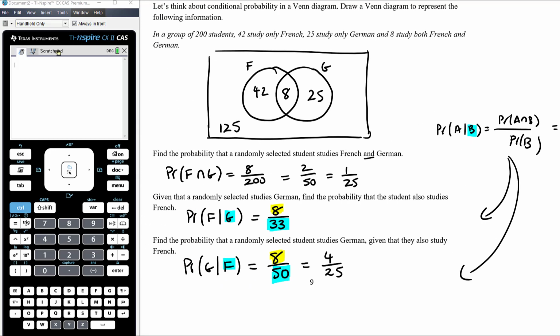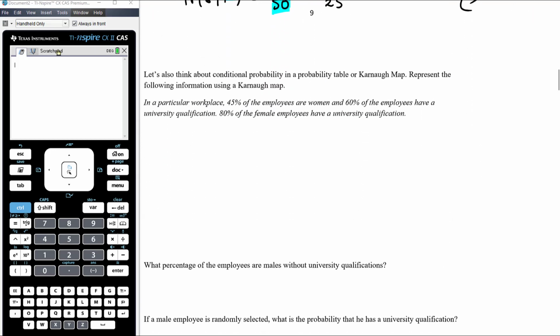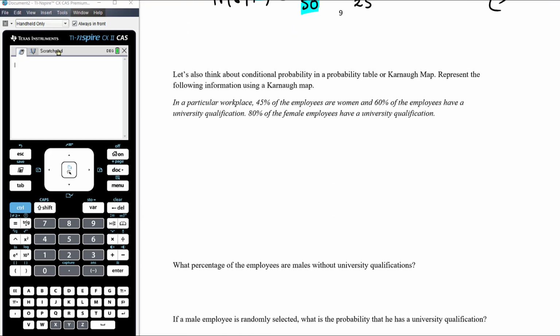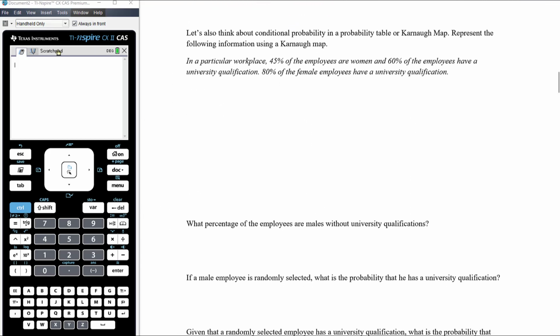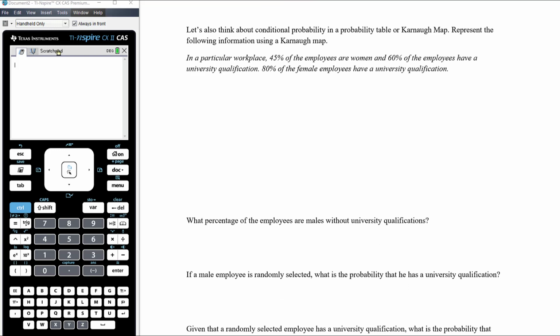Alright, let's have a think about conditional probability in the probability table or Karnaugh map. So let's represent the following information in a Karnaugh map. In a particular workplace, 45% of employees are women and 60% of the employees have a university qualification. 80% of the female employees have a university qualification. Okay, so let's see what we've got here.